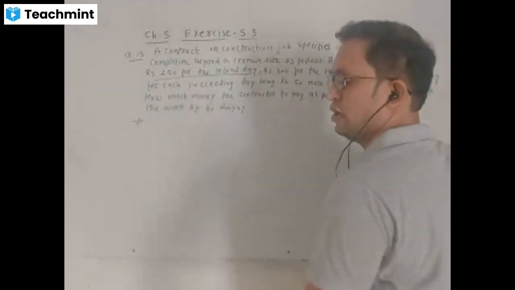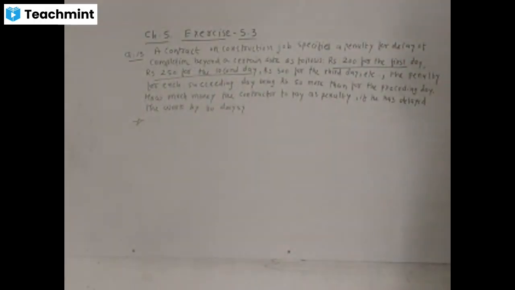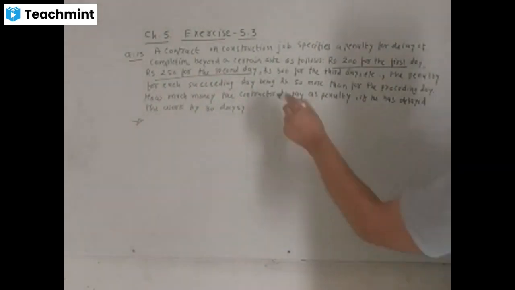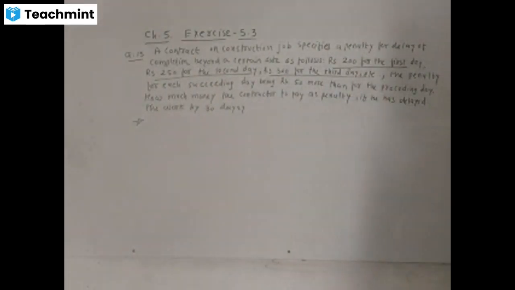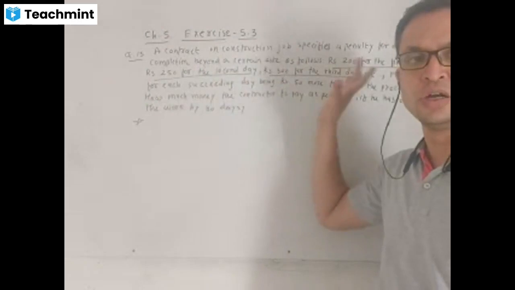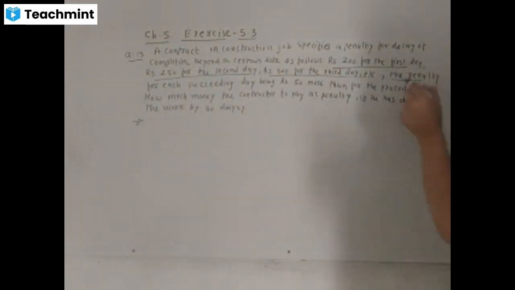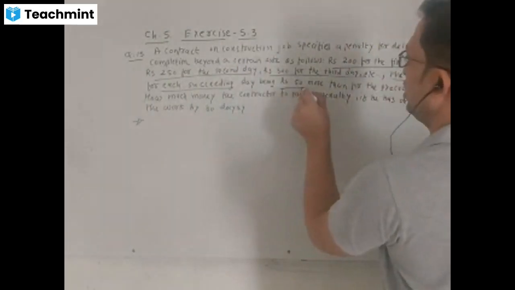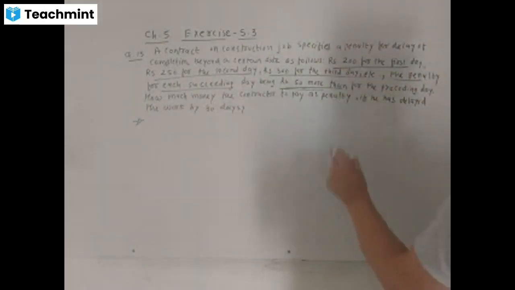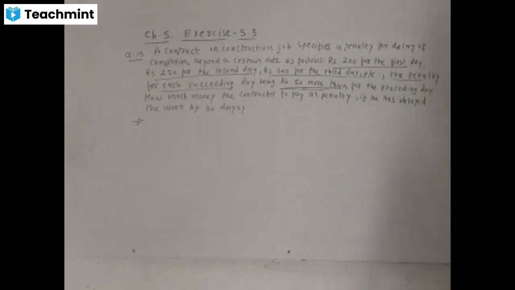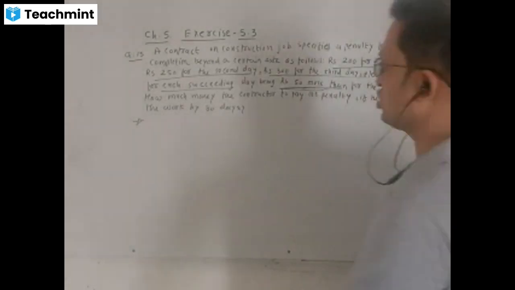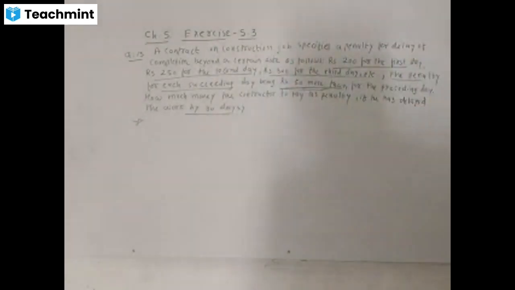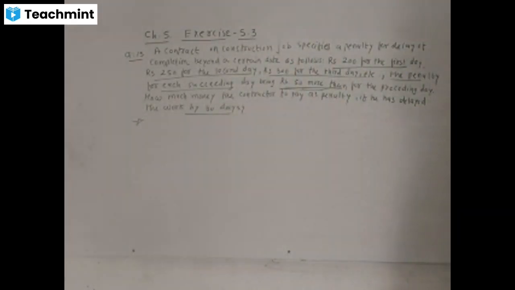₹250 for the second day. First day की पेनल्टी ₹200, second day की पेनल्टी ₹250. ₹300 for the third day. Every time ₹50 increases. The penalty for each succeeding day being ₹50 more than the preceding day. How much money does the contractor pay as the penalty if he has delayed the work by 30 days? अगर 30 days वर्क डिले होता है तो पेनल्टी कितनी उसको देनी पड़ेगी.